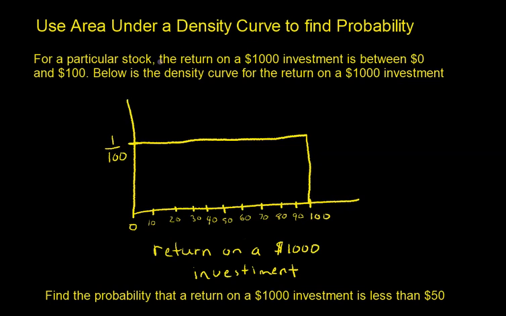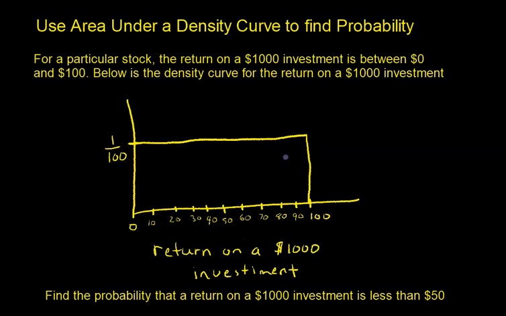For a particular stock, the return on a $1,000 investment is between $0 and $100. So if you give them $1,000, they'll give you back between $0 and $100. Below is the density curve for the return on investment on a $1,000 investment. It looks like just a flat line here.